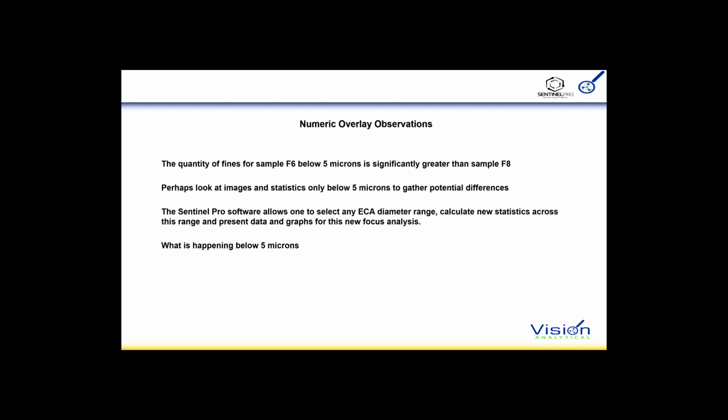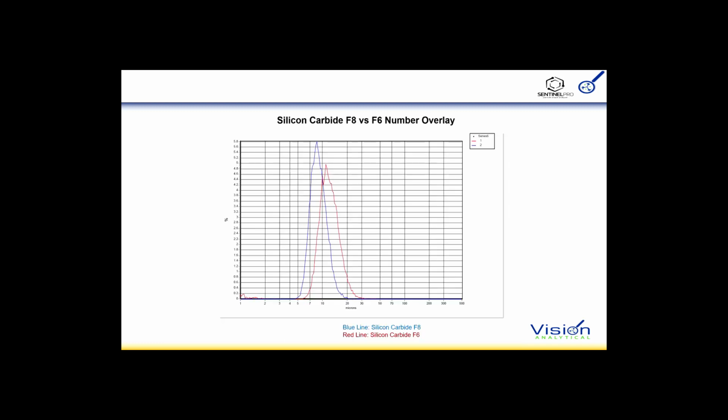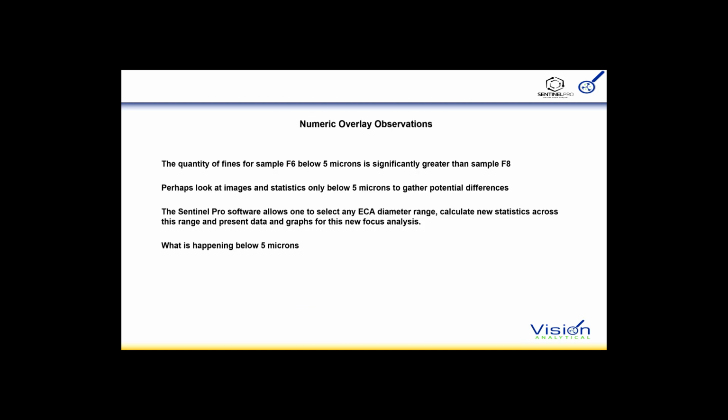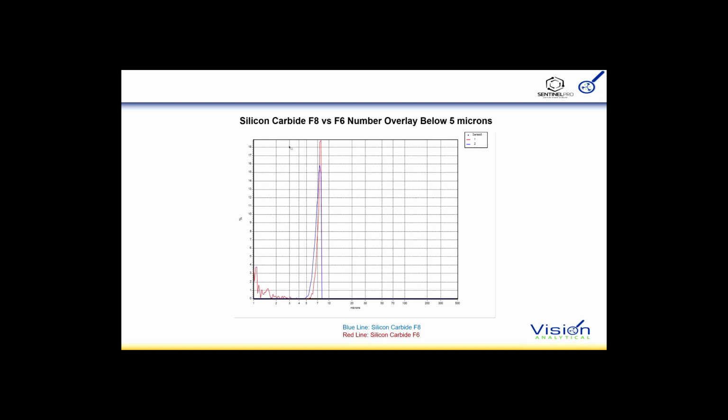We look at D10, D50, D90 for 5 microns and below. Quantity of fines for sample F6 below 5 microns is significantly greater than F8. Remember from the graph. Okay. Perhaps look at all these images below 5 microns to confirm using equivalent circular diameter is the best comparative measure. What is happening below 5 microns?